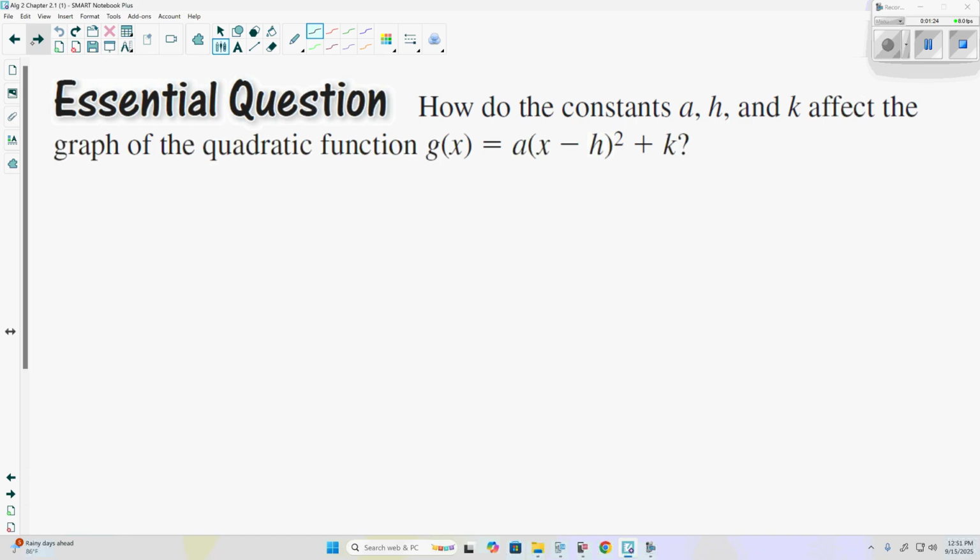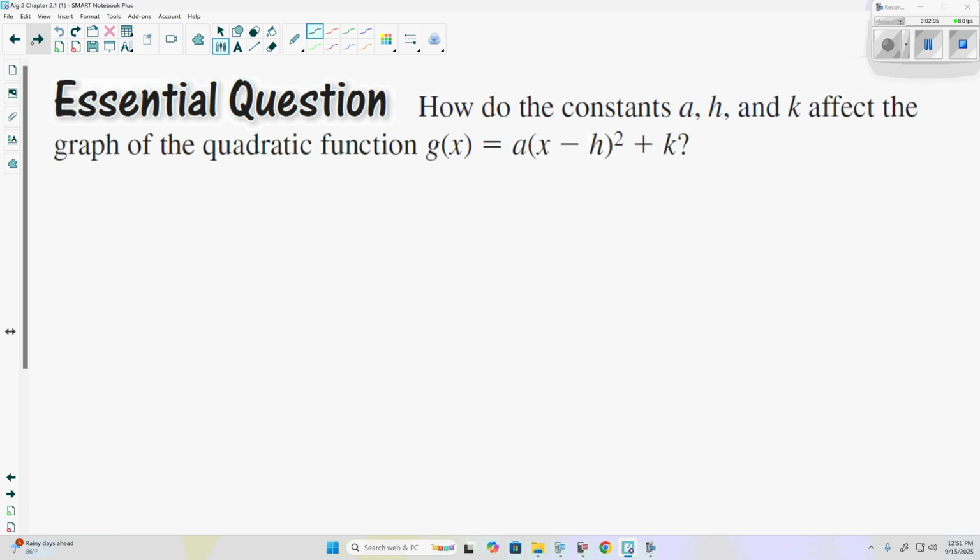h was our horizontal translation. It was our left or right. And really, when we talked about this before, it's kind of the opposite of what we think, because if h has a negative value, it's going to look positive in the function. And when h is positive, it's going to look negative in the function. So we kind of had that sign switch.